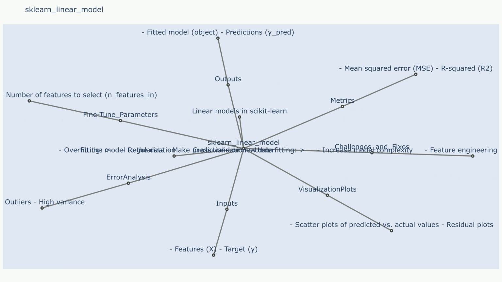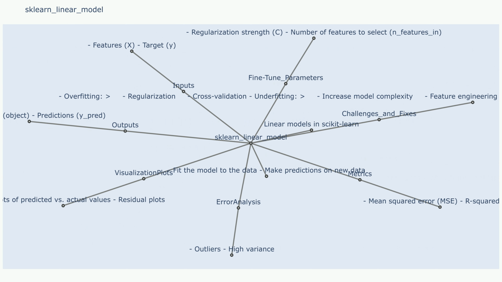Metrics. R² (R2) for regression measures the proportion of variance in the target variable explained by the model. Mean squared error (MSE) for regression calculates the average squared difference between predicted and actual values. Accuracy for classification represents the percentage of correctly classified instances. Precision and recall for classification measure the model's ability to correctly identify positive and negative instances.